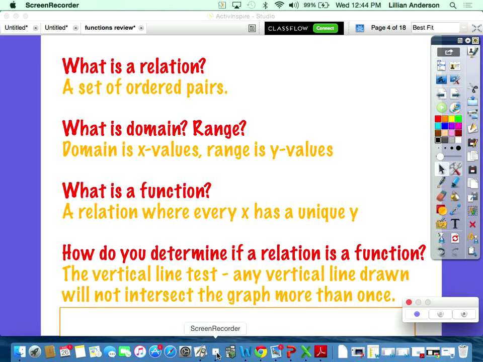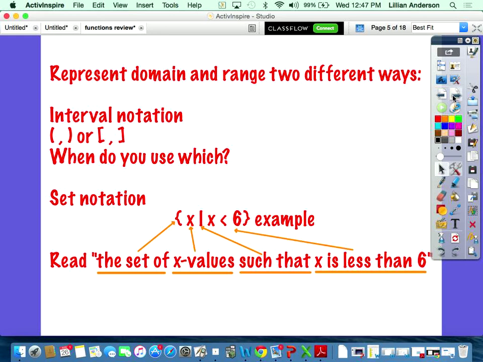Okay, not yet, sorry, one more. Do not forget about these. Interval notation and set notation. Those are the two different ways that you can represent domain and range. You guys remember this? Yes.